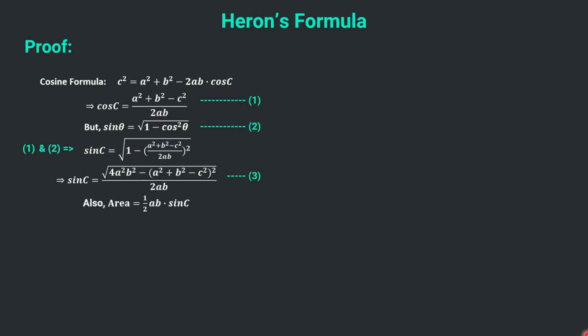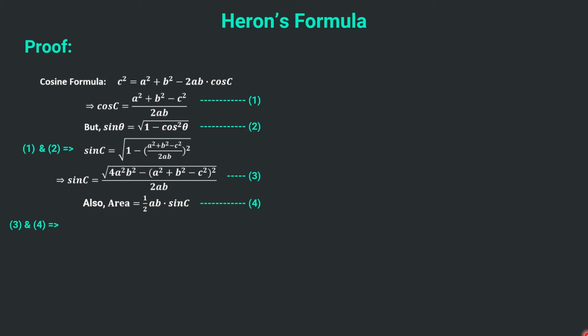But also we know that the area of a triangle is equal to half into ab into sin C. That means if we want to find the area of a triangle with two given sides and the angle between them, the area is half into the product of the two sides into the sine of the angle between them. Let's call it equation 4.